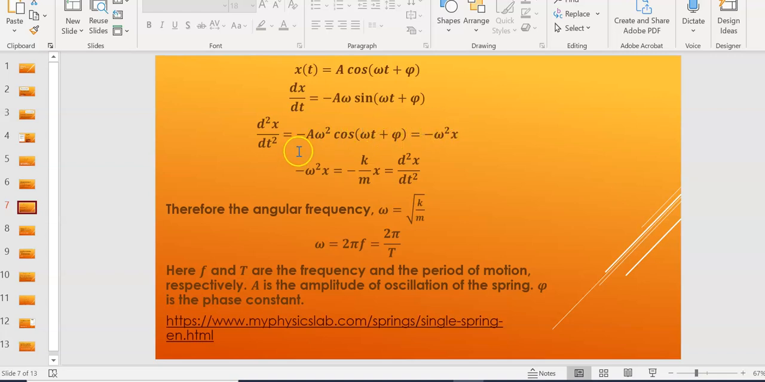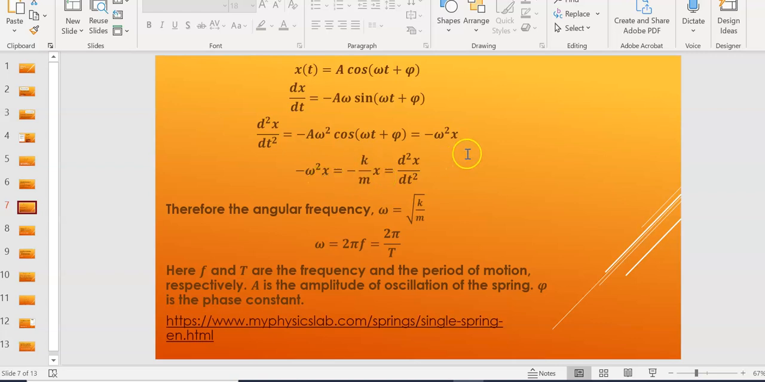Okay, but look, here I have a negative constant times my function again. So minus A omega squared cosine of omega t plus phi is equal to minus omega squared times x, right? Okay, so there's x, A cosine of omega t plus phi. Look, there's a cosine of omega t plus phi times minus omega squared. That's it. So, great. Now all I have to do is figure out what the heck this omega is.